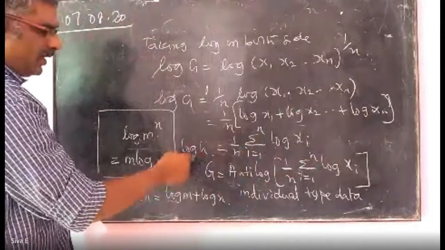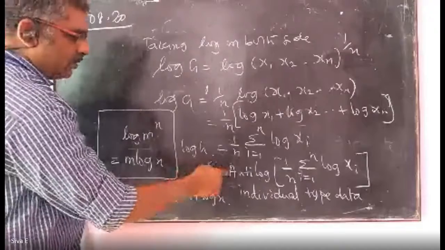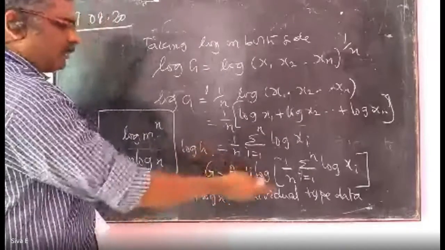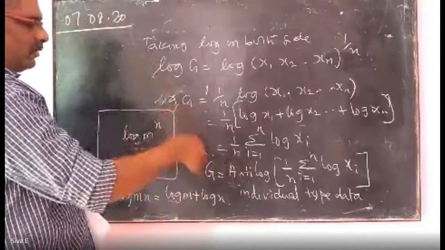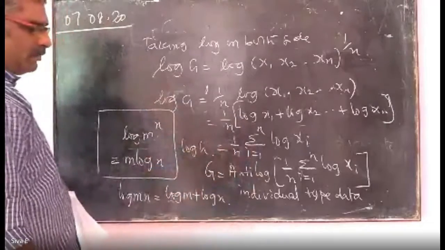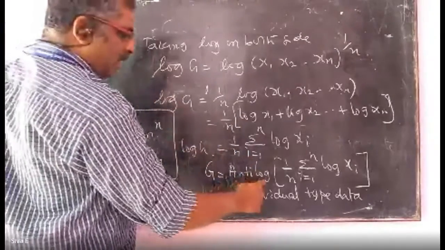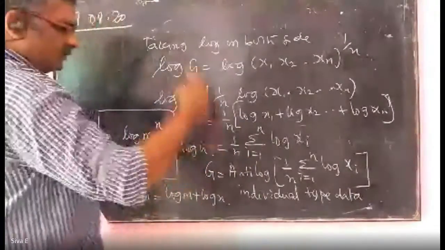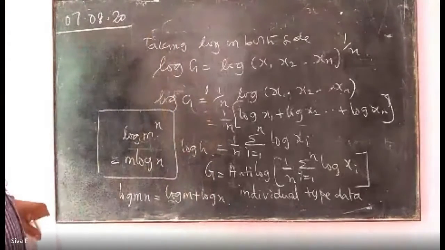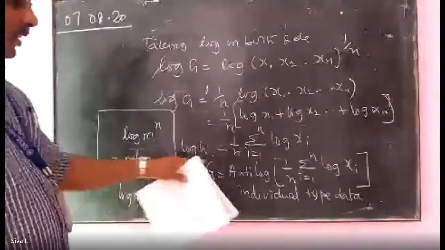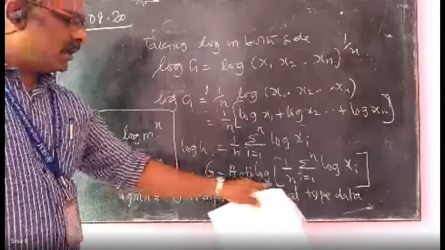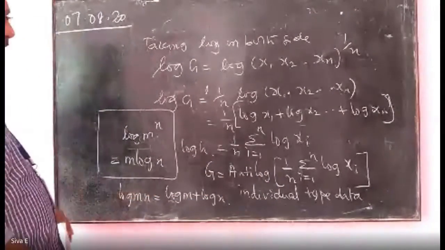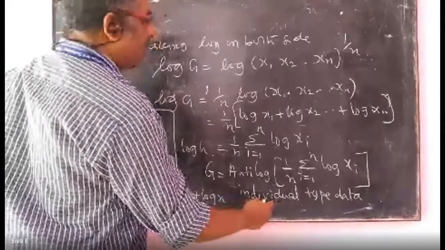We have to find the G, na. Taking anti-log on both sides, as you took log on both sides. G equal to anti-log of 1 by n summation of i equal to 1 to n log xi. Anti-log means exponential, taking e power on both sides. It is for the individual type data.